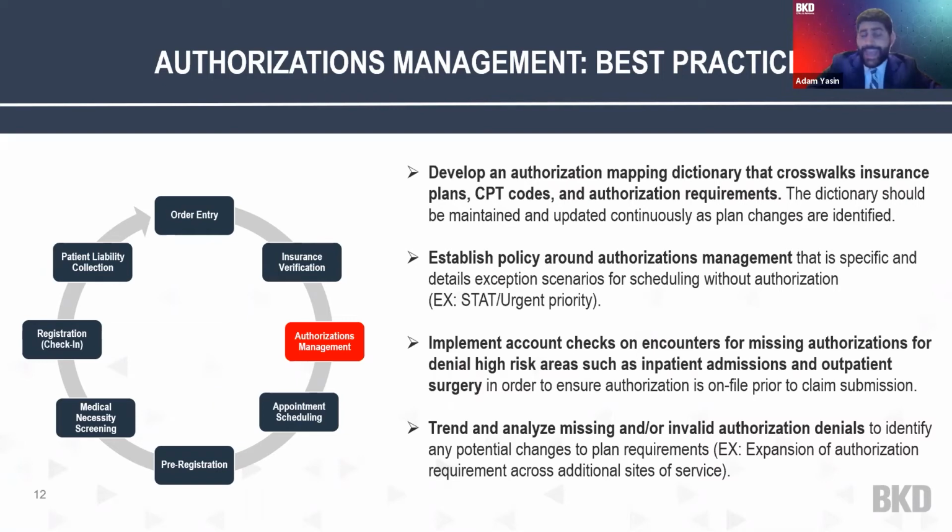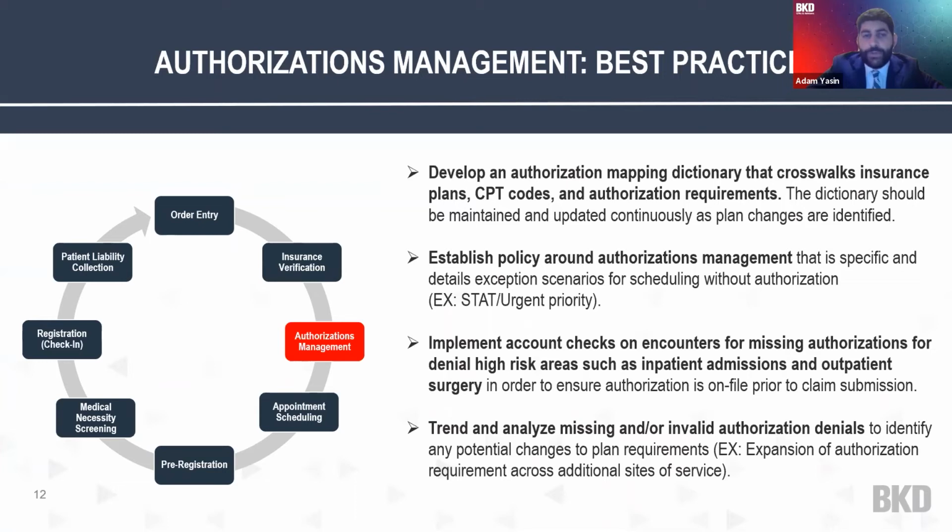And then item 3, account checks, implementing account checks on encounters for missing authorizations for denial high-risk areas such as inpatient admissions and outpatient surgery. What this simply is, is leveraging your patient accounting software to hold any discharged patients who have a missing authorization. Usually this is driven by a dictionary that you can populate and essentially instruct your patient accounting system to not submit the claim if that field is missing. This gives an opportunity for your authorization staff to do a manual review, check for any add-on procedures in the case of surgical encounters that have occurred in the hospital.